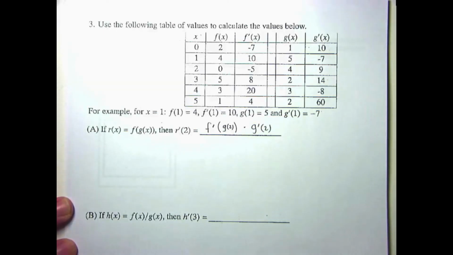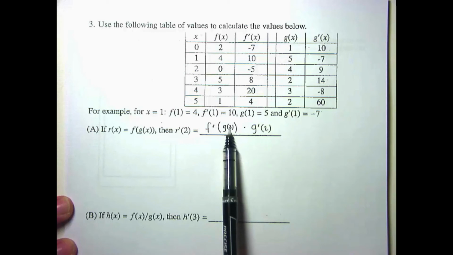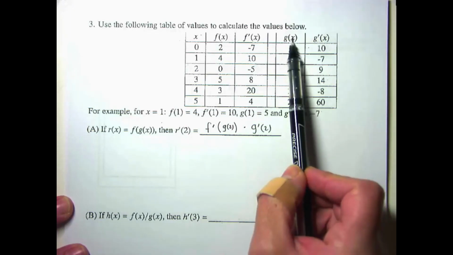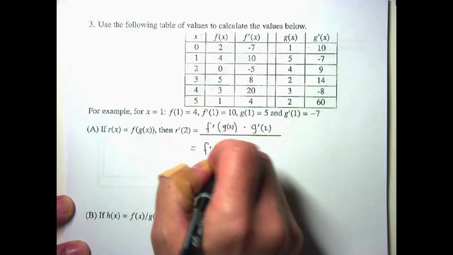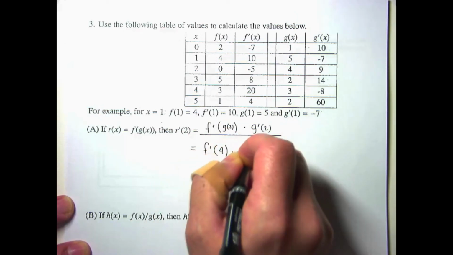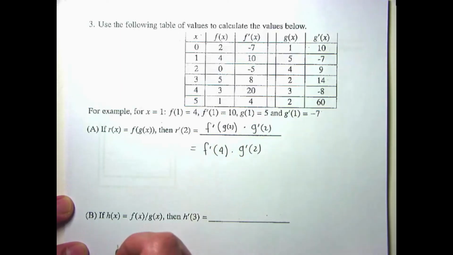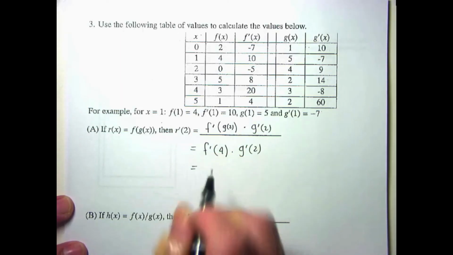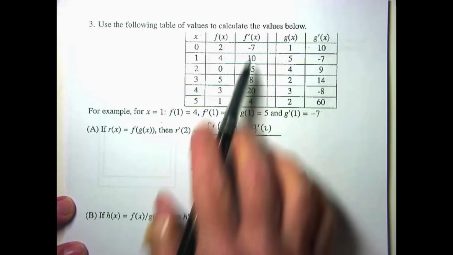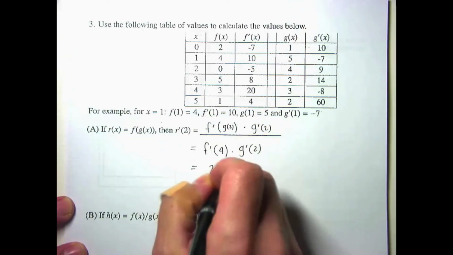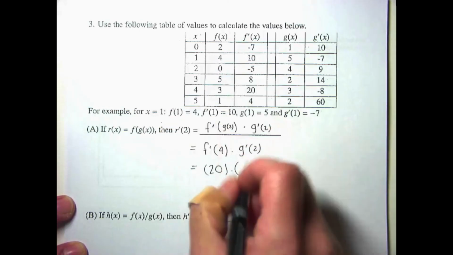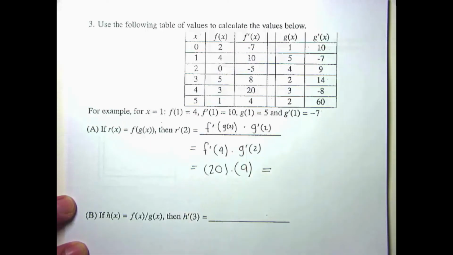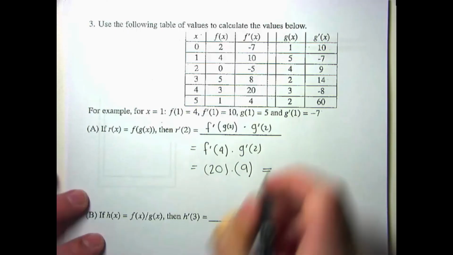All right, so for these problems, start on the inside, work your way out. G of 2 is equal to what? So here's g. G of 2 is equal to 4. So this is equal to f prime evaluated at 4, times g prime evaluated at 2. All right, let's look up those values. F prime evaluated at 4 is equal to 20. G prime evaluated at 2 is equal to 9. All right, 20 times 9 equal to 180.